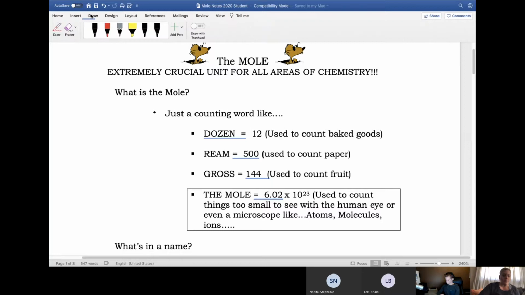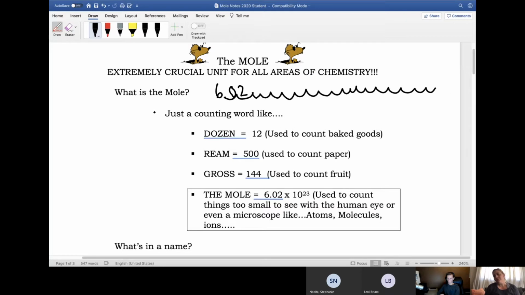And the word mole actually means 6.02 times 10 to the 23rd. So that is a really big number. If I were to take that decimal and move it to the right 23 times, and then put zeros in all those spots, you guys get the drift, that is a really, really big counting word. But that's what we use in chemistry because we're counting really, really small things, okay?